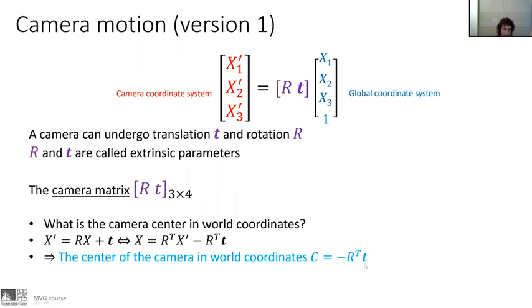Okay? And what you see immediately is that C1 transpose is in the null space of the camera matrix. It means that if I take the camera matrix [R T] and multiply it by C1, I get exactly 0. You can see it immediately, okay?